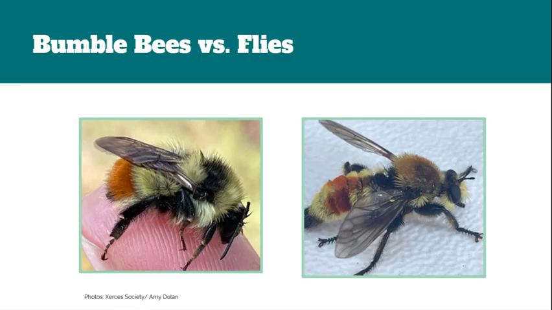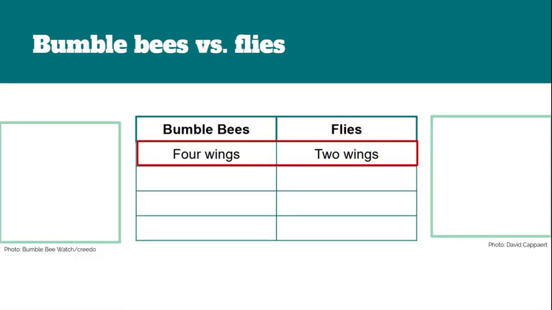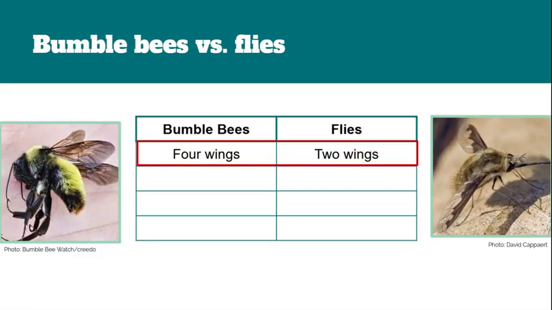As we saw in the opening quiz, there are a lot of flies that look like bumblebees, so let's start with how to distinguish bumblebees from flies. The first thing to look for is the number of wings. Bumblebees have 4 wings, a front wing and a hind wing on both sides.